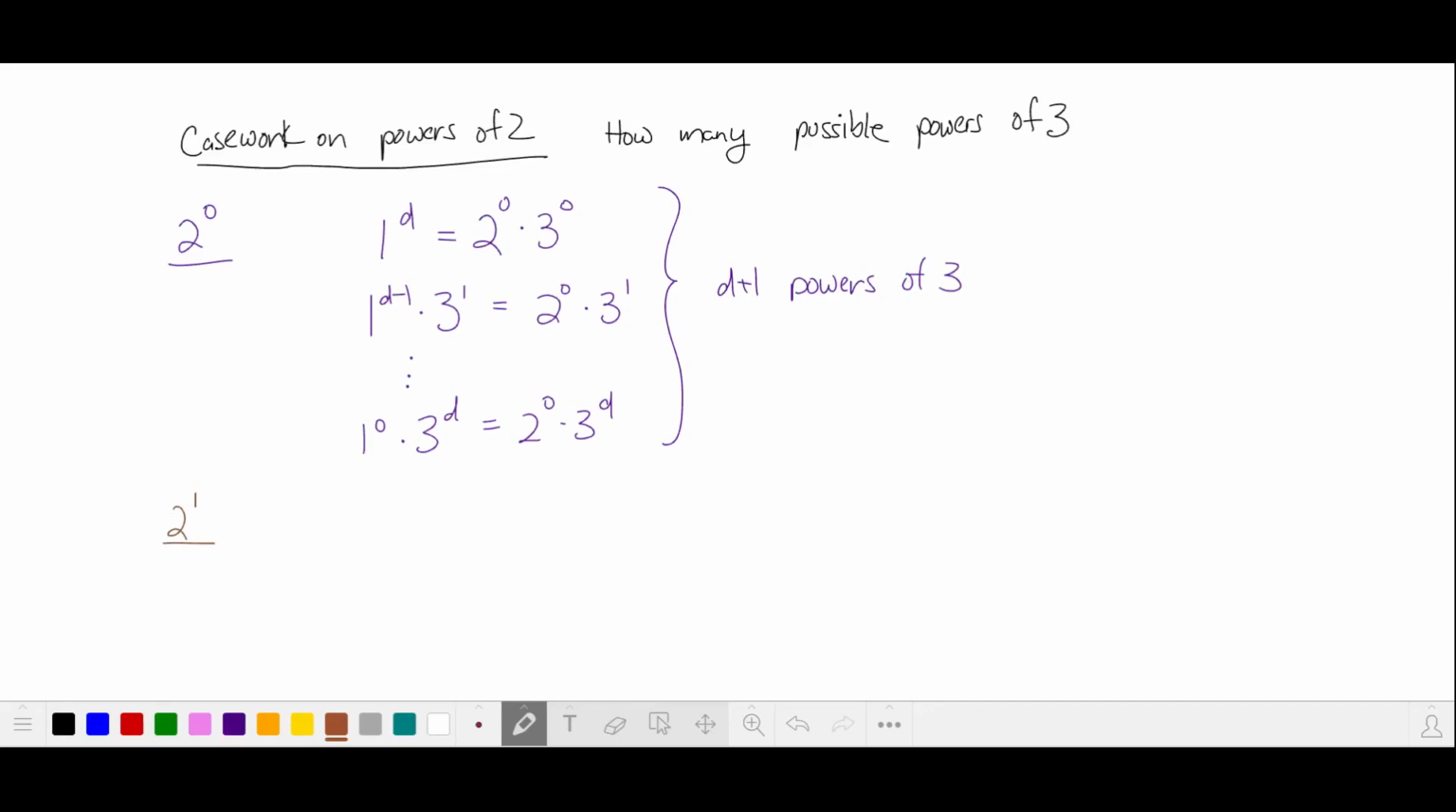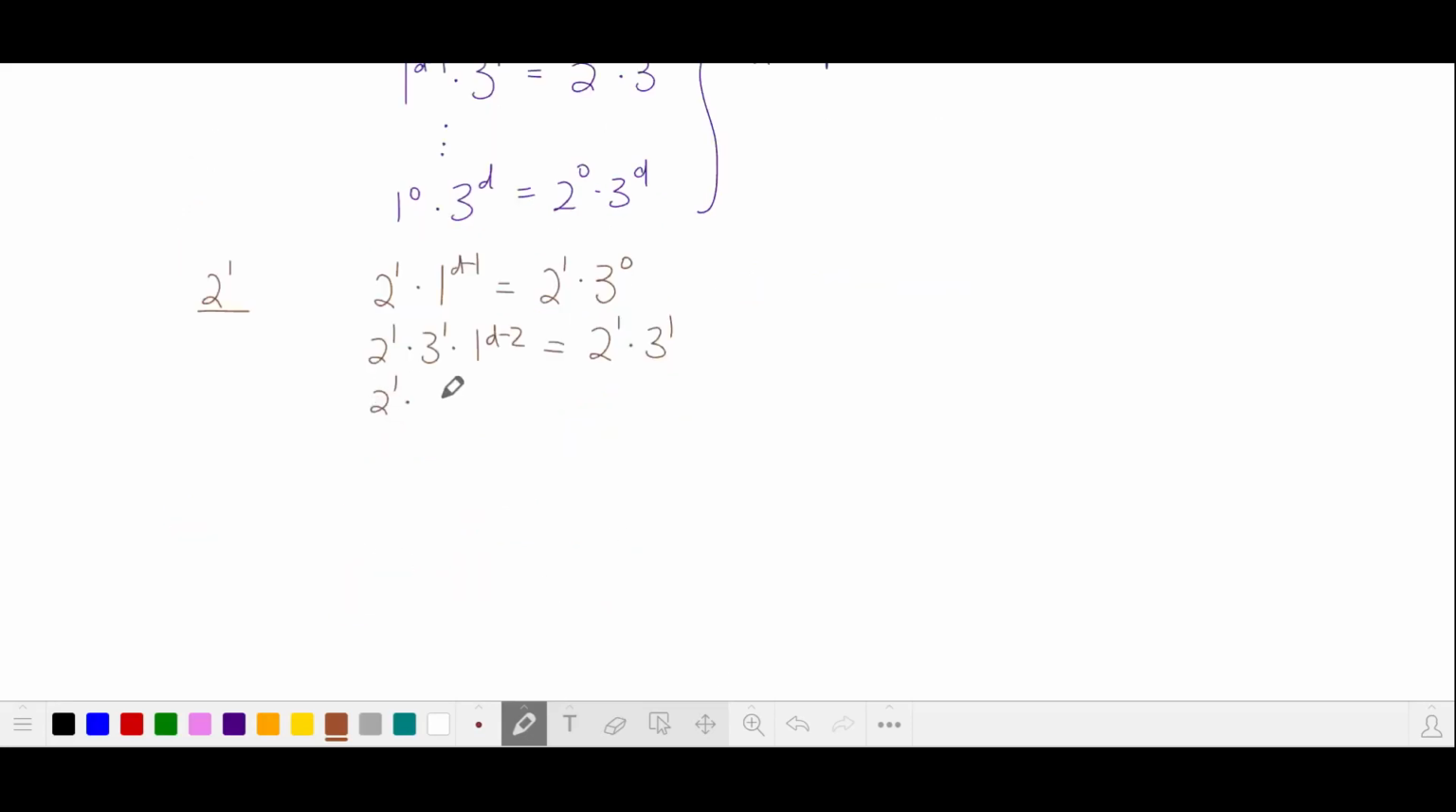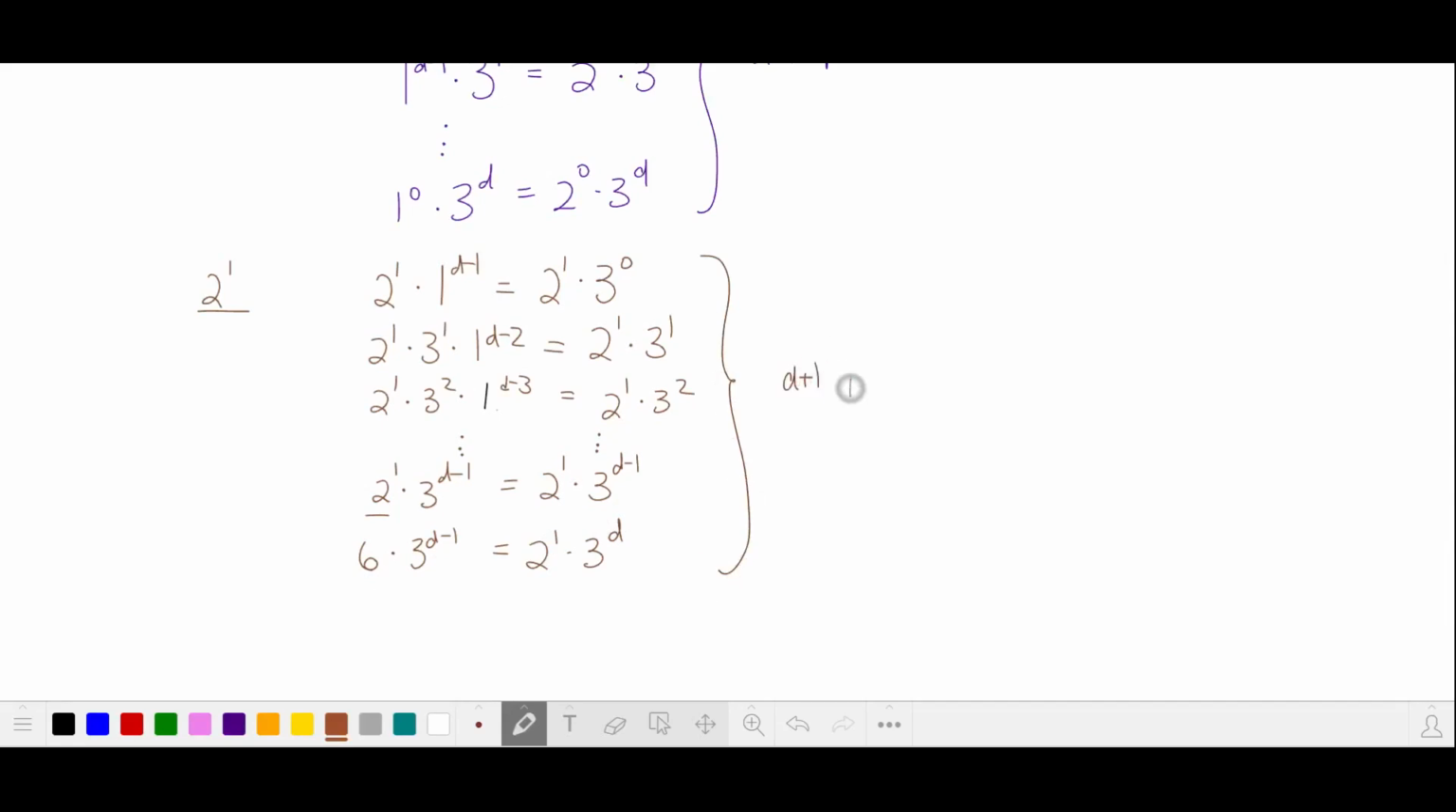Now we'll count the number of powers of 3 when we have just one 2 in our prime factorization. If we roll one 2, and the rest of our d minus 1 dice show a 1, then we can get 2 to the first power, 3 to the 0. If we replace one of these 1s with a 3, then we get 2 to the 1, 3 to the 1, and so on. Here's 2 to the 1 times 3 squared. We can replace all of our 1s with 3s to get a power of 3 to the d minus 1. We can get another 3 by turning this 2 into a 6, and the rest of them are 3s. We still have one 2, and now we have 3 to the d power. This again gives us d plus 1 powers of 3.